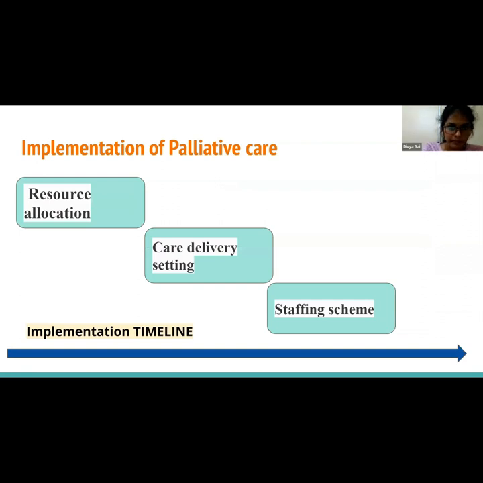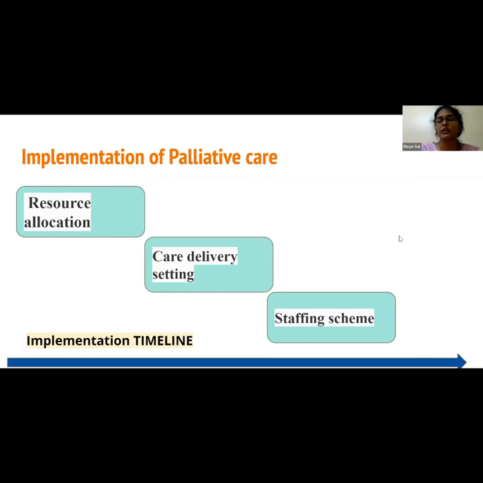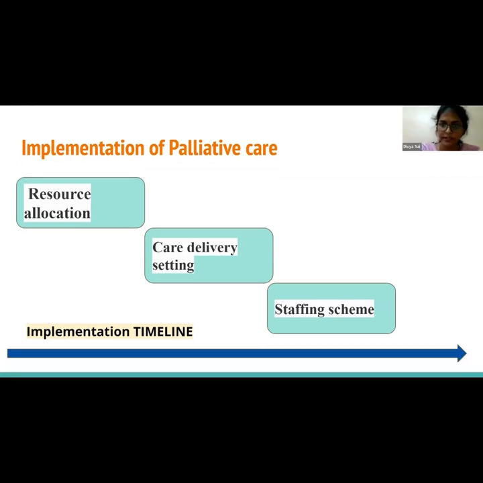So the implementation timeline for a palliative service includes resource allocation, wherein we try to get the required equipment for the hospital, required medications, and the care delivery setting, whether we are delivering the care in an outpatient setting, inpatient, emergency setting, and a staffing scheme, where we allocate the staff in managing pain. Suppose there is pain in a patient who is admitted in a medical oncology ward, then who is going to take care of the patient? So a sister who is trained in pain titration has to go and take care of the patient.